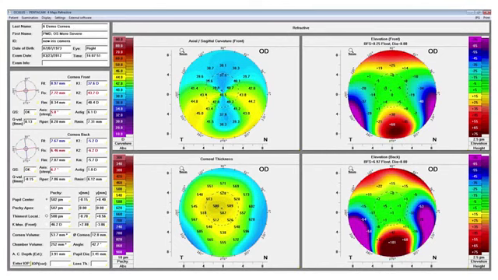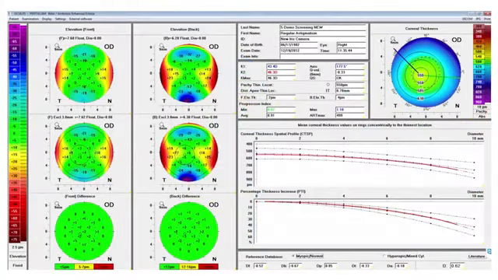Here's an example of a patient with pellucid marginal degeneration. We see that classic kissing birds pattern on the anterior curvature map. We do see some abnormalities on the anterior elevation and posterior elevation, and then we do see some inferior thinning on the pachymetry map. Another display that's good for risk assessment of ectasia is our Belin Ambrosio display.